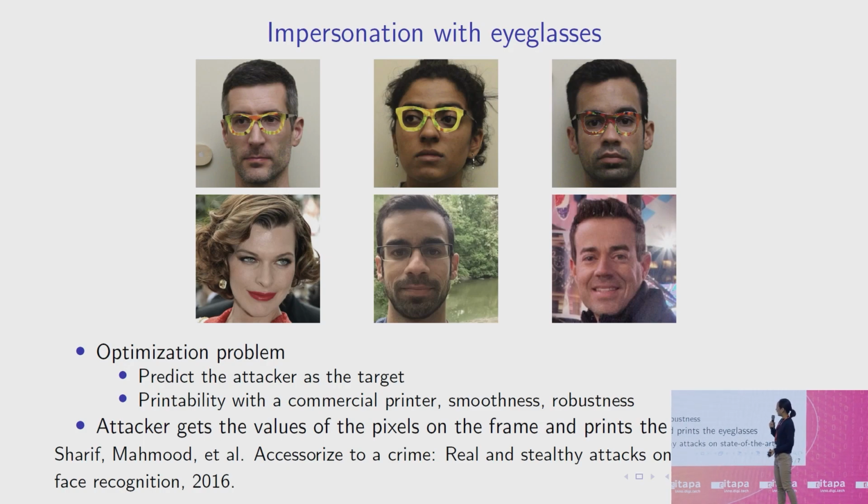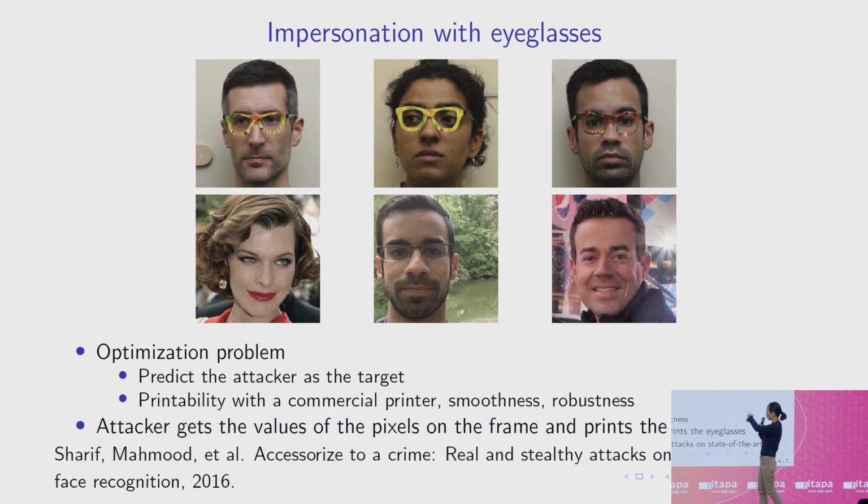This one was published in 2016. The authors show successful impersonation with eyeglasses. In these figures, we can see the first row corresponds to attackers, and the second row corresponds to victims. The attackers just wear these eyeglasses, which they printed, and then they can be misclassified as the target victim. So how did the authors achieve this?